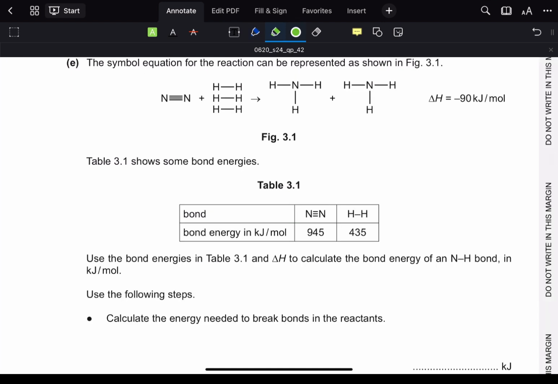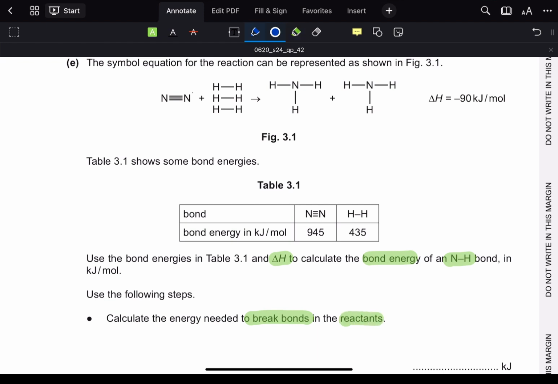Part E. The symbol equation for the reaction can be represented as shown in figure 3.1. Table 3.1 shows some bond energies. Use the bond energies in table 3.1 and delta H to calculate the bond energy of an NH bond in kilojoules per mole. Use the following steps. Calculate the energy needed to break bonds in the reactants.